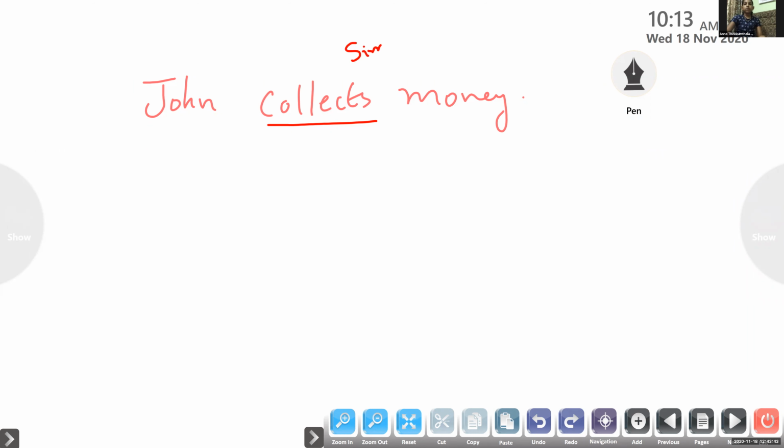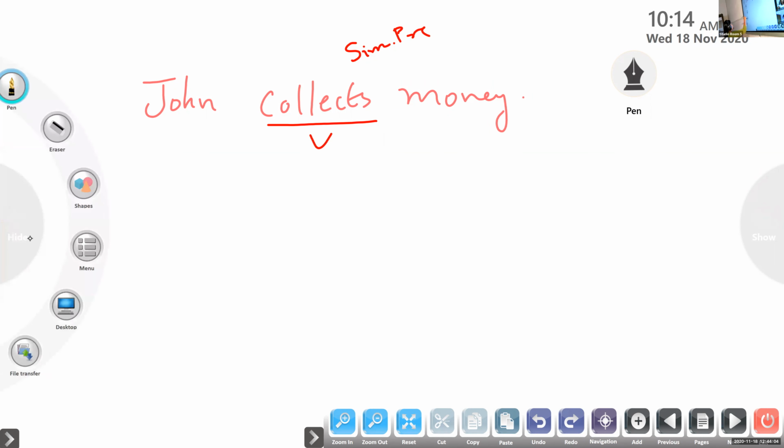Simple present tense. Okay, it is in simple present tense. Agree? So second step, identify the subject and object of the sentence. We got the verb, right? This is the finite verb. We identified this verb in simple present tense. And now we should think about the subject and object of the sentence.